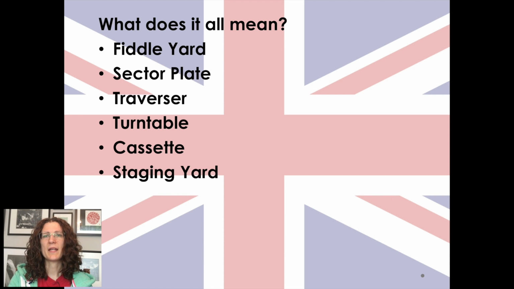You have a sector plate where it moves, and so your track can line up in different ways. You have a traverser, where the entire thing moves back and forth but parallel. You have a turntable, it's just like a railway turntable. You have a cassette, which is a piece of track in a box that you can take on and off. Or you might have a staging yard, which is more or less a fiddle yard, but it's so large you don't need to fiddle with anything, you just run them all into different tracks.